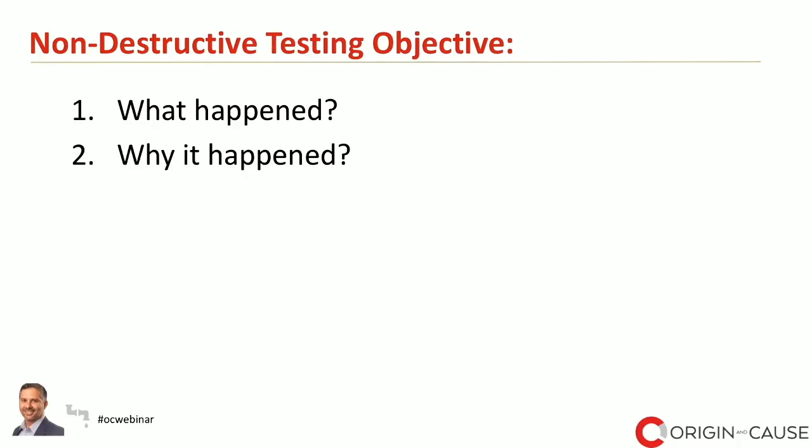The objective of our non-destructive testing is to, first, find out what happened, and second, find out why it happened. So what happened could be determined by looking under the microscope and finding that there's evidence of creep in a coupling. And why it happened could be that creep took place due to a manufacturing defect or improper installation.